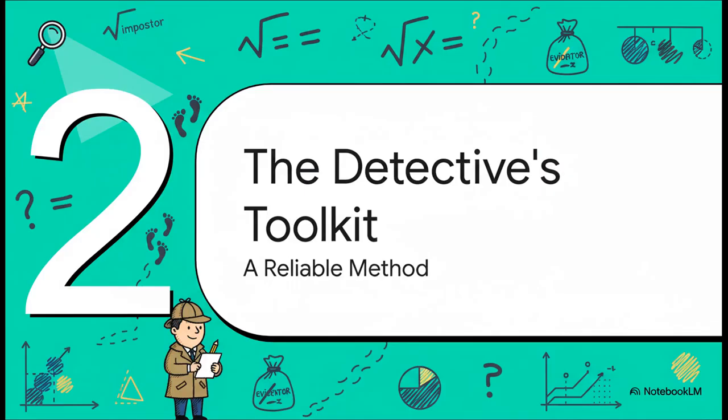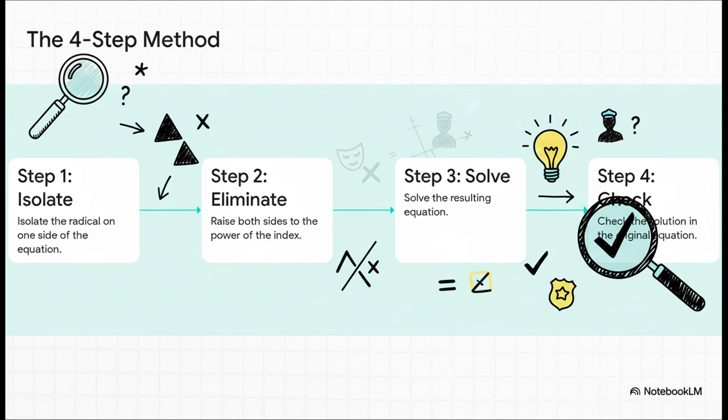So, what's in this toolkit, you ask? Well, every good detective has a standard procedure, right? A reliable method that gets them to the truth every time. And for solving these radical equations, it's a surprisingly simple 4-step process. Here it is, the whole playbook. Step 1, you got to isolate the radical. Get it all by itself on one side of the equation. Step 2, you eliminate it.